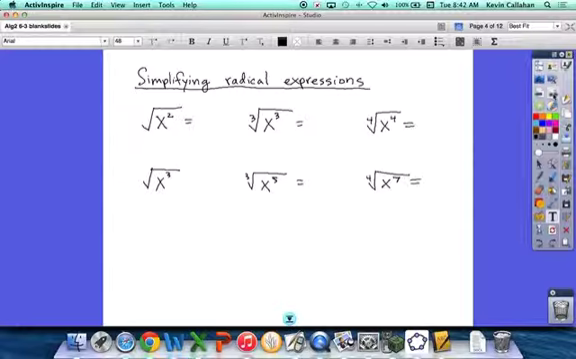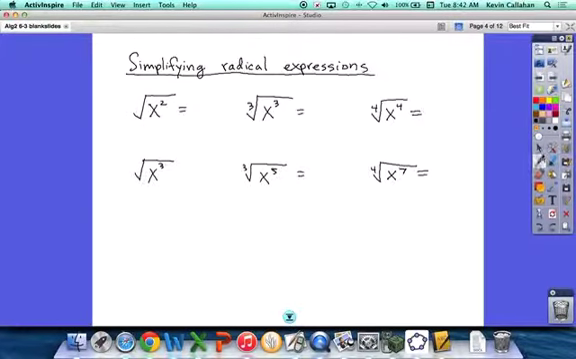What's the square root of a square? It's just x. If you take the square root of something that's squared, those two things undo each other. You just get what's inside. Just like if I say, what's the third root of x to the third? That's x. And the fourth root of x to the fourth is just x, right? That's the starting point.